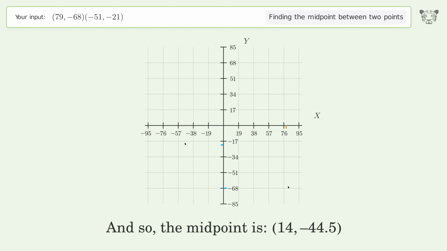And so, the midpoint is 14, negative 44.5.